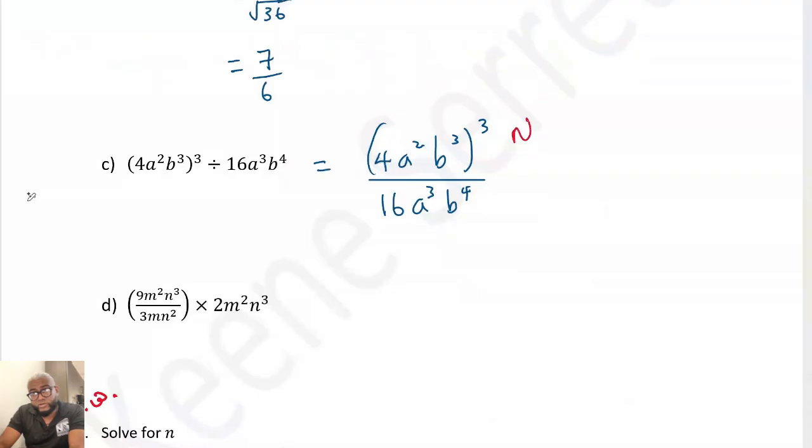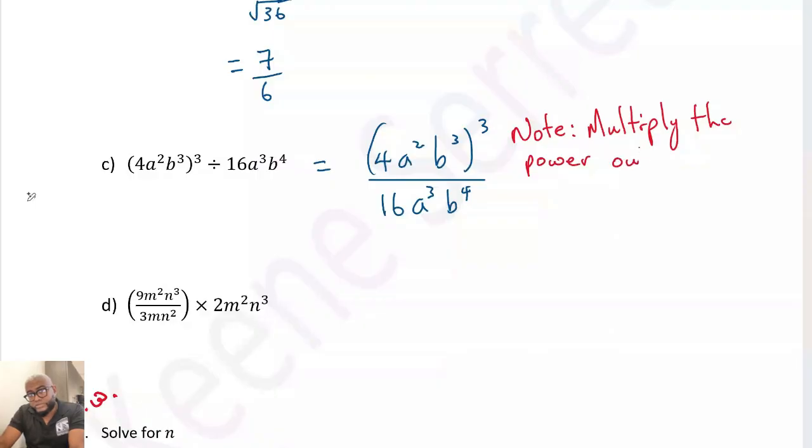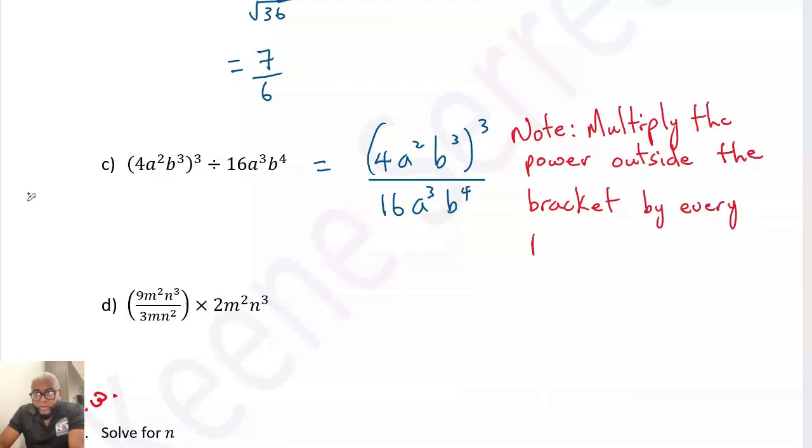Note, please write this. Multiply the power outside the bracket by every power within. Every power within. Point to note.